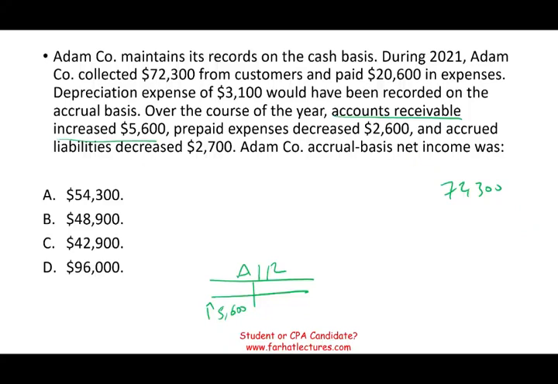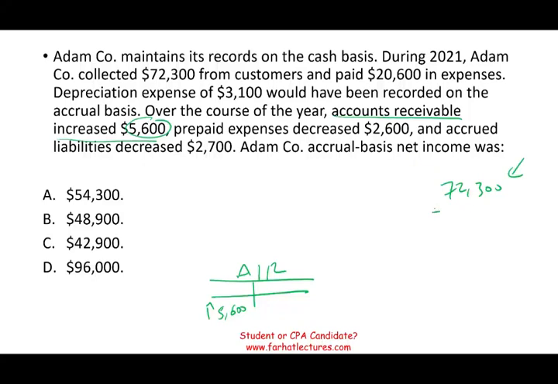Okay, your accounts receivable went up. It means you did work. Notice what happened: you did work, but you did not get paid, and maybe you did not bill. But definitely you were not paid for it. Therefore, this work of $5,600 is not reflected in the $723,000.